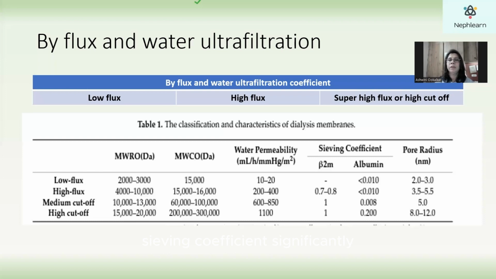Sieving coefficient significantly tells us whether beta-2 microglobulins can be removed or not, and whether albumin is removed or not. We want beta-2 microglobulin to go, but we do not want albumin to be removed from the body. And finally is the pore radius. So we have low flux dialyzers, which are commonly used today, high flux dialyzers, which are used mainly in hemodiafiltration and other situations, medium cutoff and high cutoff membranes. Okay.